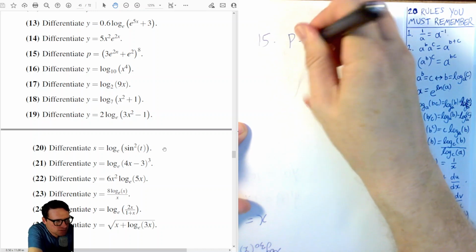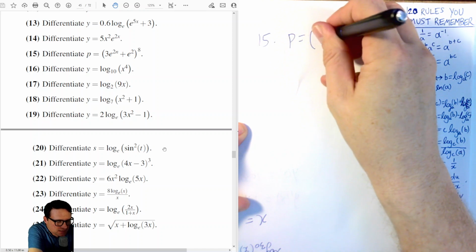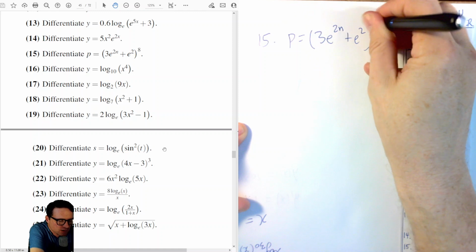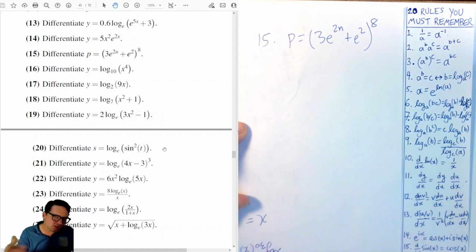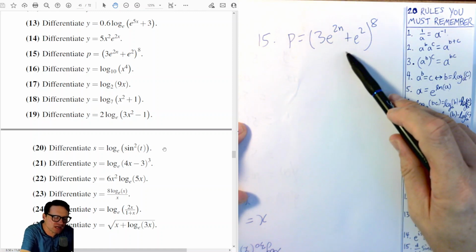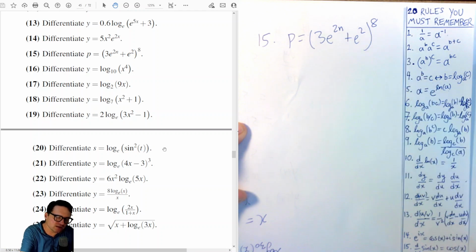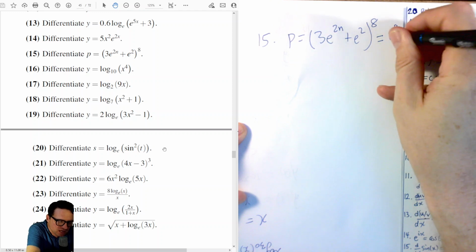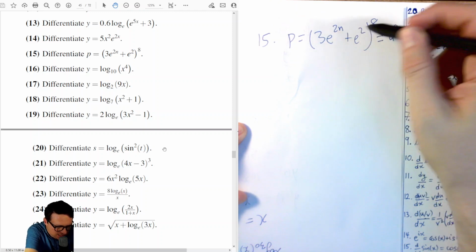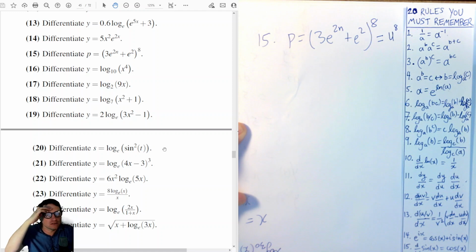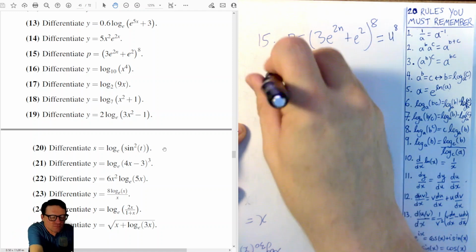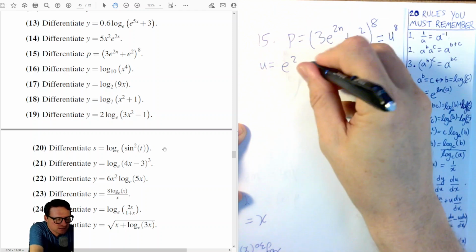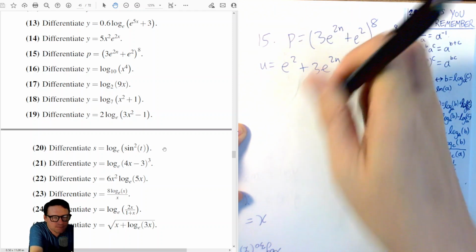Differentiate p equals 3e to the 2n plus e squared, all to the power of 8. Okay, so what's the structure of this? We have a function of n all to the power of 8. So let's call this u to the power of 8. And you want to be careful because if you write fast, u's and n's can look a little bit similar. Where u is equal to e squared plus 3e to the 2n.